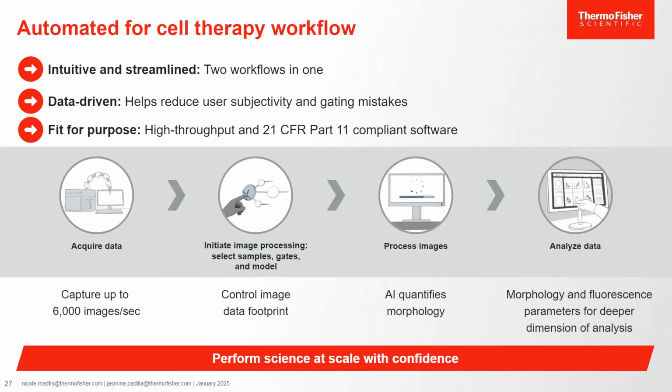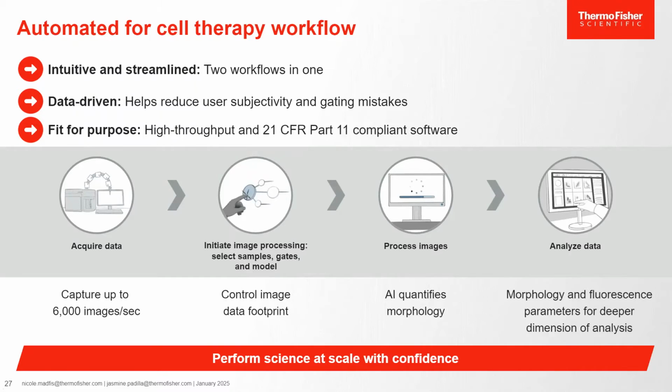Our software provides automated image analysis and is applicable for most flow cytometry workflows. It combines 2 workflows into one. It assists users to make decisions based on data and not user judgment, so lack of reproducibility brought in by user bias and gating mistakes are reduced. They can also process images at a high speed, up to 1,000 images per second, through high throughput sample analysis, and it is also 21 CFR compliant.